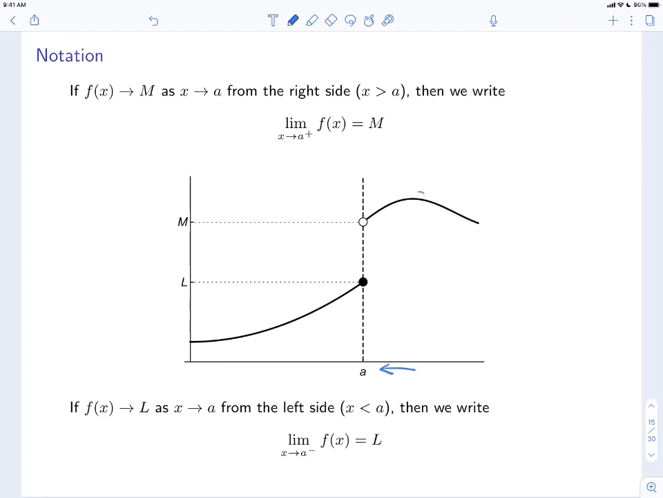And you can see in the picture that if x is approaching a from the right, then you're moving along this portion of the graph, and your y values are getting close to m. Now, on the other hand, if you're looking at the left, then you're moving along the graph like so, and so your y values are getting close to L. So in this case, we say that the limit as x approaches a from the left of f at x is equal to L. So this first one, the limit as x approaches a from the right of f at x is equal to m. And the limit as x approaches a from the left of f at x is equal to L.